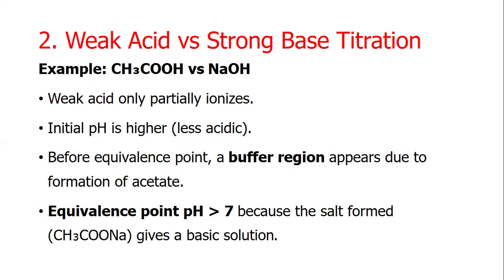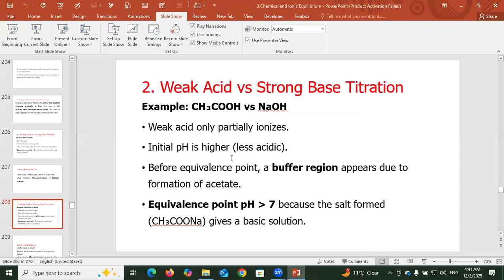Weak acid versus strong base titration, for example, ethanoic acid versus sodium hydroxide. Weak acid is only partially ionized. Initial pH is higher, less acidic. Before the equivalence point, a buffer region appears due to formation of acetate. Equivalence point pH is greater than 7 because the salt formed, sodium ethanoate, gives a basic solution.